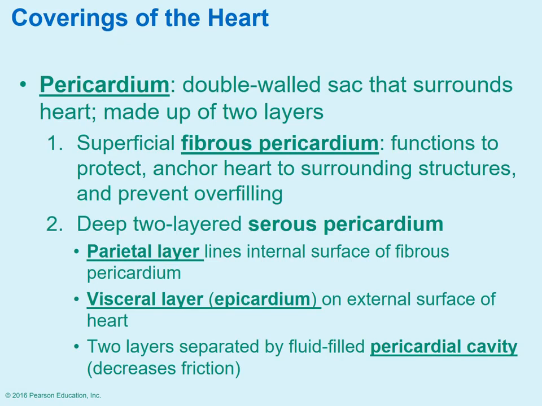The pericardium is the double wall sac that's surrounding the heart. It's made up of 2 layers. The superficial fibrous pericardium helps to protect the heart, helps to anchor the heart to the surrounding structures, and it prevents it from overfilling. The deeper layer is the serous pericardium, and you've got 2 layers actually composing it, the parietal layer and then the visceral layer, or epicardium, which is the external surface of the heart itself. The parietal layer is outermost of those 2, and between them is the pericardial cavity. It is filled with fluid to help decrease friction.